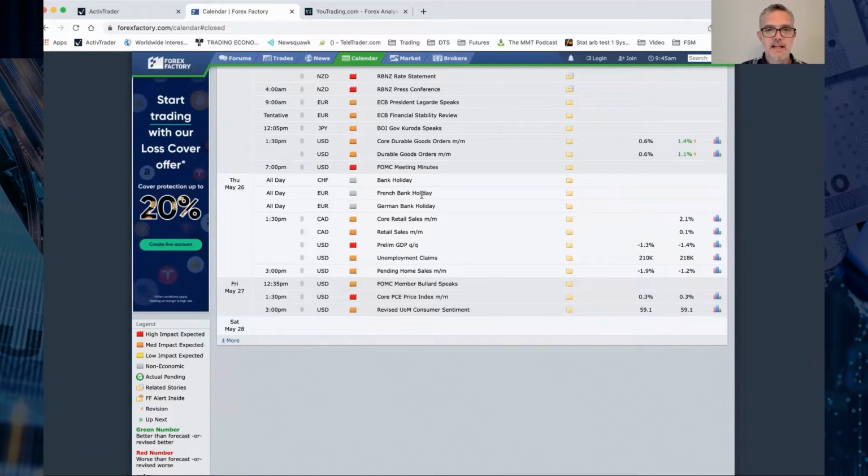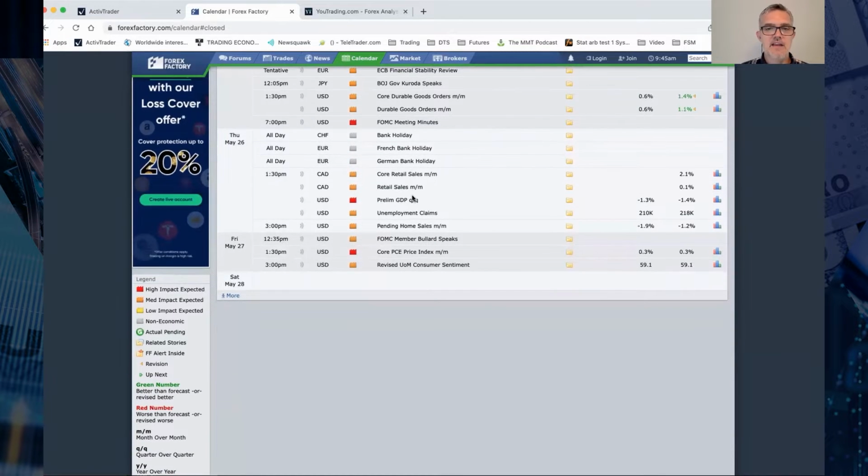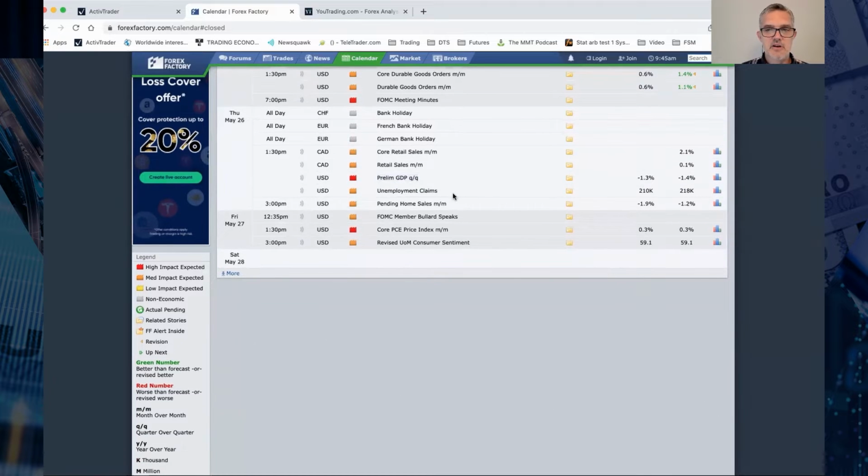Then on Thursday, things slow down in Europe. We get bank holidays in Switzerland, France and Germany, before we get Canadian retail sales, and then the US preliminary GDP quarter on quarter. Now, some analysts are saying that the US is probably in recession already. So obviously, if we get a negative number like is expected again, then that will sort of add fuel to that. Then we've also got the weekly unemployment claims and then pending home sales. So US dollar could move on the back of the open on Thursday.